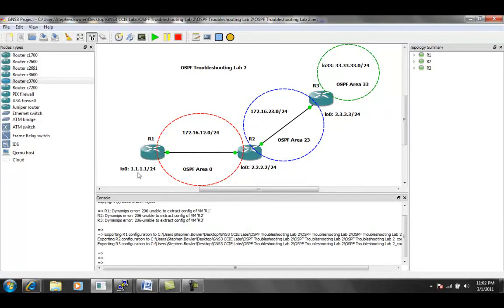So again, all the routers have a loopback 0 interface with an IP address. On R1 it is 1.1.1.1, R2 is 2.2.2.2, and R3's loopback 0 is 3.3.3.3. The network between router 1 and router 2 is the 12 network, and the network between router 2 and router 3 is the 23 network. Again, that's 172.16.